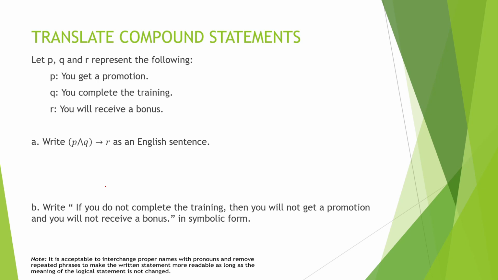So write, if P and Q, then R, as an English sentence. The simple statements P and Q are grouped together. This one is a conditional. So therefore, it is: if P and Q, then R, as an English sentence.